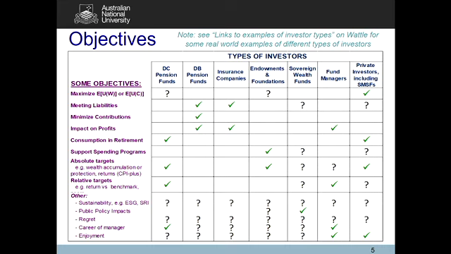Self-managed super funds are the only ones that have a definite tick against maximising utility because they can control their own utility. You can't maximise someone else's as easily, but you can maximise your own. They may have liabilities to meet, a mortgage for example, they may not. They will definitely care about consumption in retirement because it is a self-managed super fund. They may wish to support spending programs, perhaps there's a charity close to their heart. They will definitely have an absolute target because they will want enough to live on.